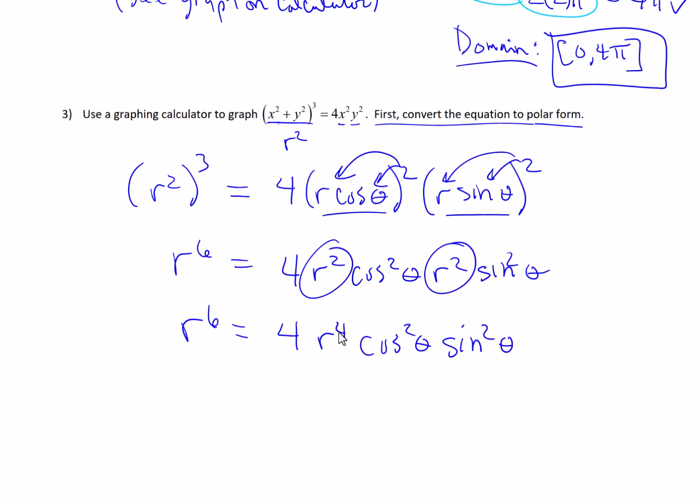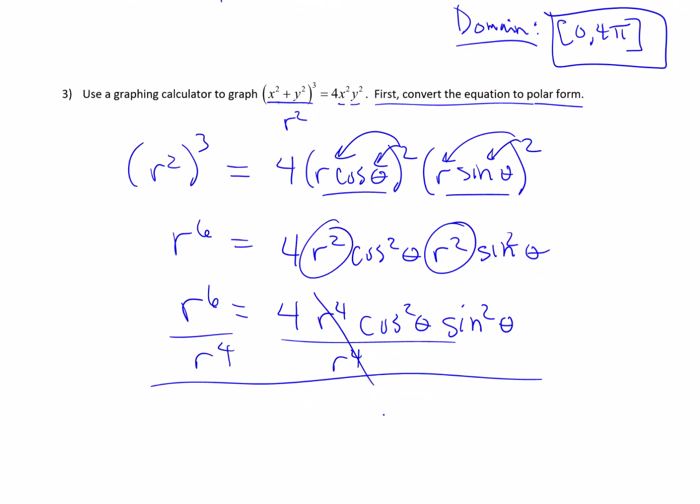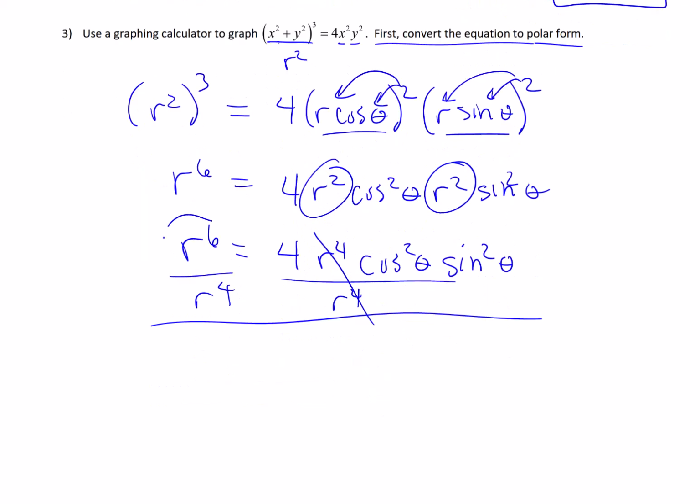And notice at this point, we could divide both sides by the lower power of r, r to the 4th. If we do that, then of course the r to the 4ths cancel on the right side. On the left side, they reduce. R to the 6th over r to the 4th would be r squared. Again, just using algebra exponent rules there. So that equals, on the right side now, 4 cosine squared theta sine squared theta.